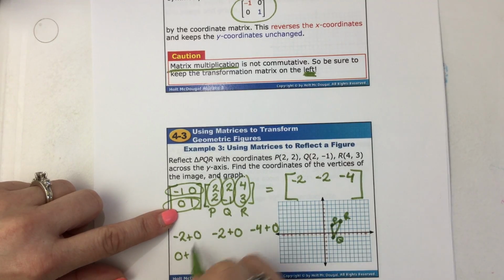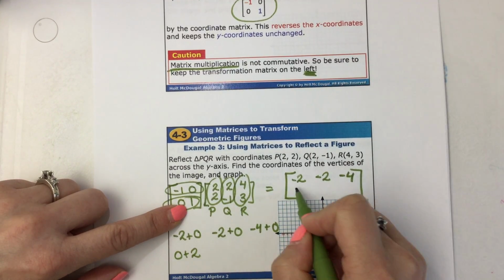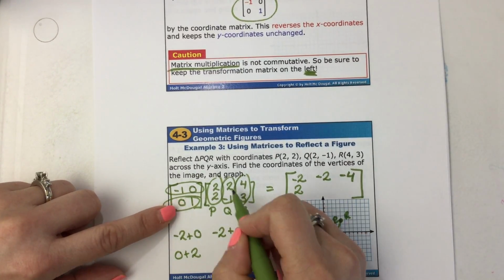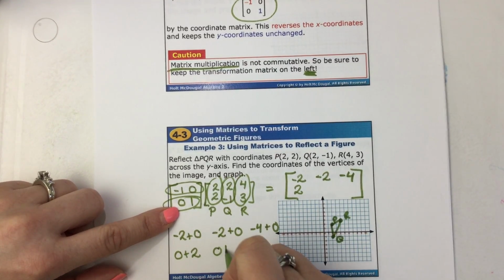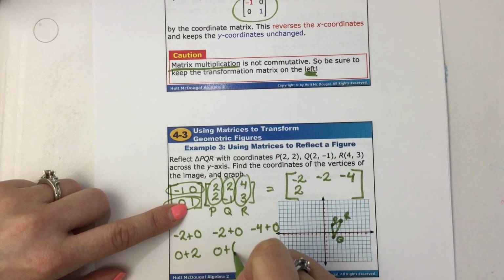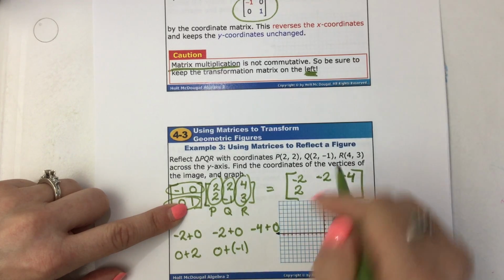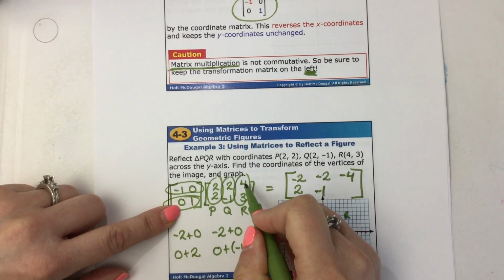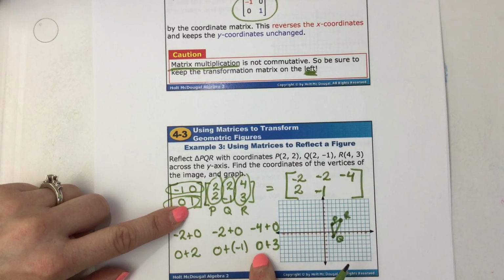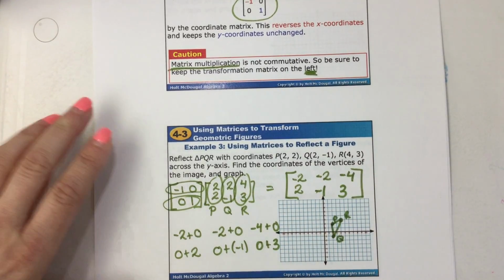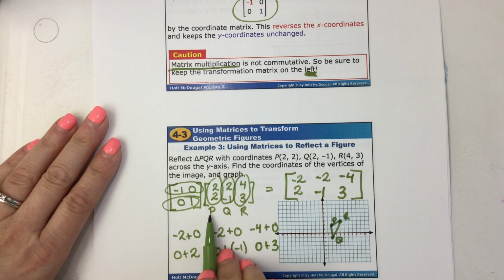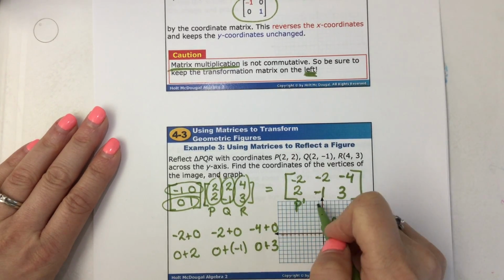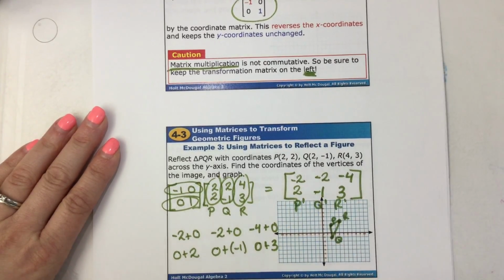Now I go to the bottom. 0 times 2 is 0, plus 1 times 2 is 2. 0 plus 2 is 2. 0 times 2 is 0, plus 1 times negative 1 is negative 1. 0 plus a negative 1 is negative 1. 0 times 4 is 0, plus 1 times 3 is 3. 0 plus 3 is 3. Now it's in the same order. This was P, Q, R, so this is P prime, Q prime, R prime.